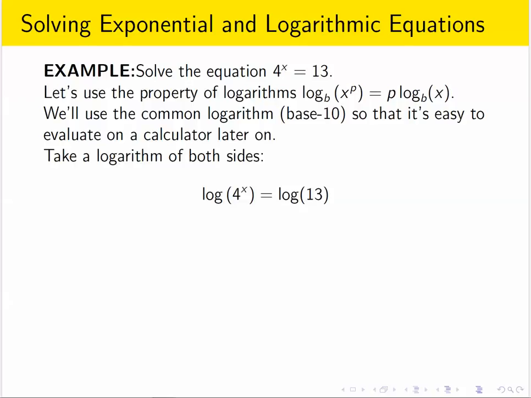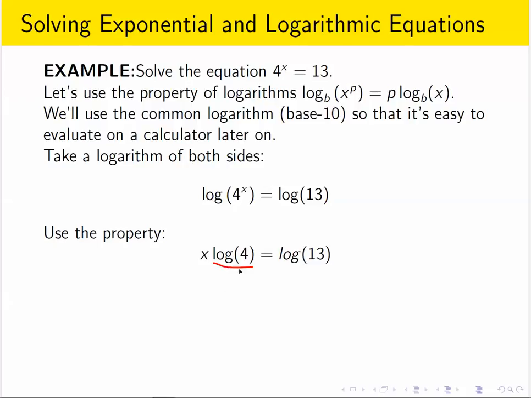So we start by taking the logarithm of both sides, base 10 common logarithm, and that allows us to move the exponent out front. And now we have x times a number. Remember, log of 4 is just a number. We could evaluate that on our calculator to get a decimal approximation if we wanted. So this is x times something.